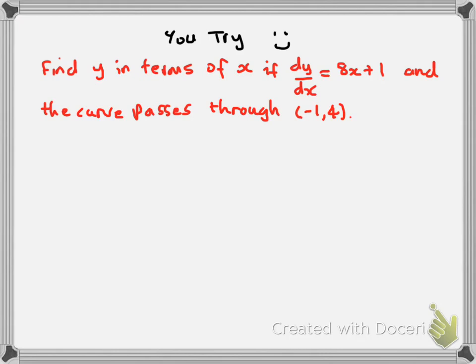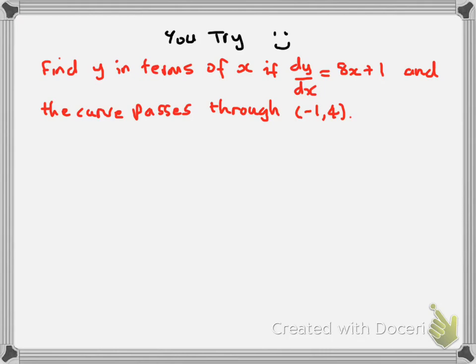You try one. Find y in terms of x if dy/dx equals 8x plus 1 and the curve passes through (negative 1, 4). So again, like we did previously, pause the video now and try it, and then when you finish, you can continue to see what I have done. So pause the video now. All right.